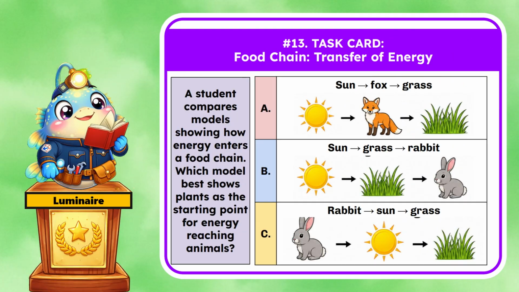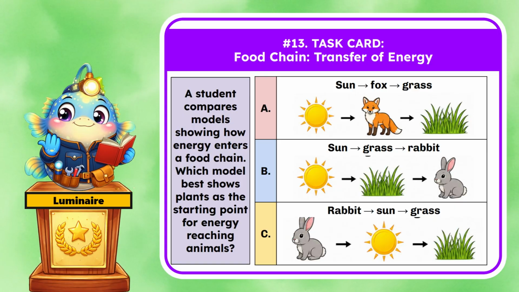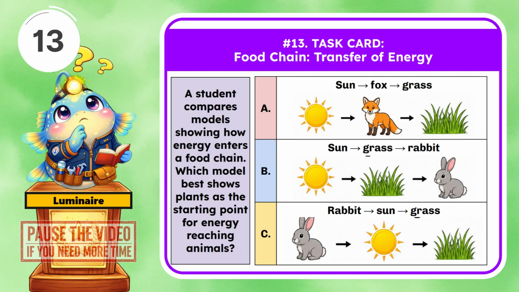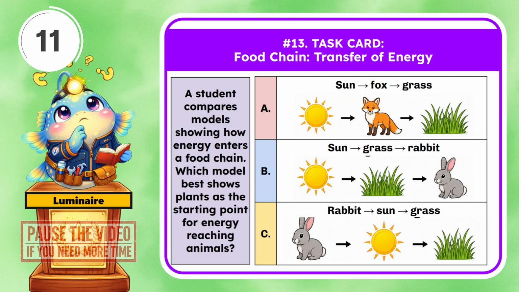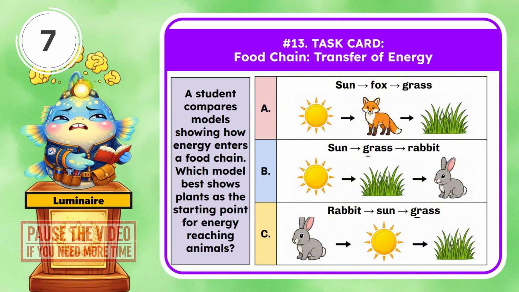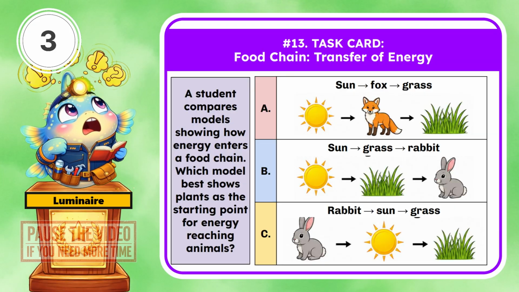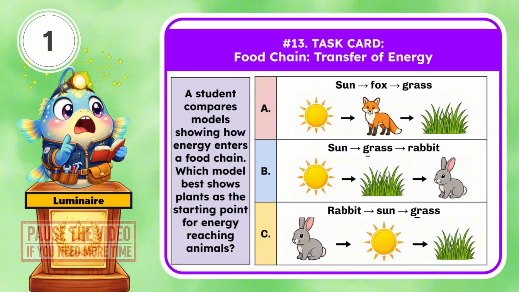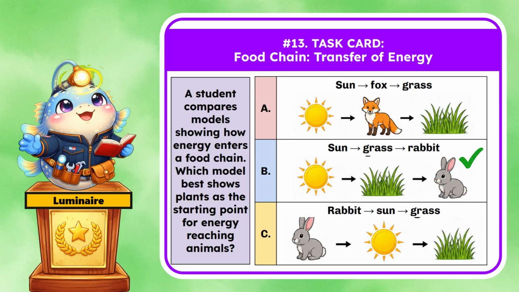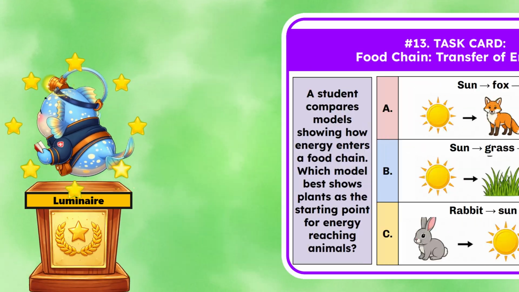A student compares models showing how energy enters a food chain. Which model best shows plants as a starting point for energy reaching animals? And the correct answer is letter B. Sun gives grass gives rabbit.